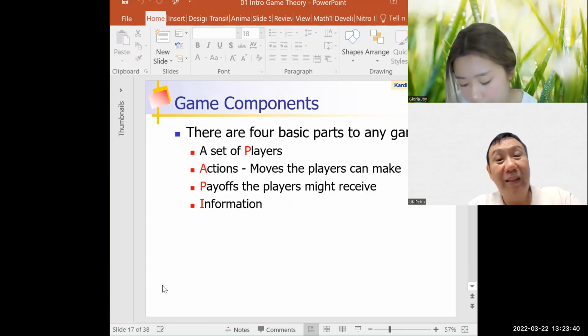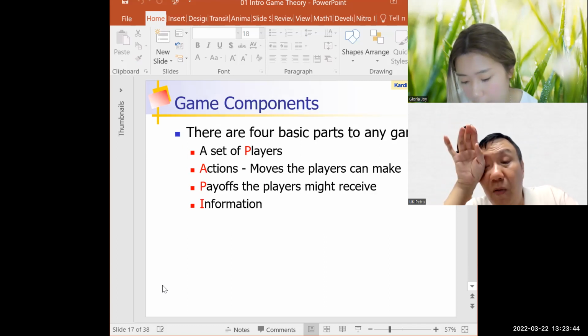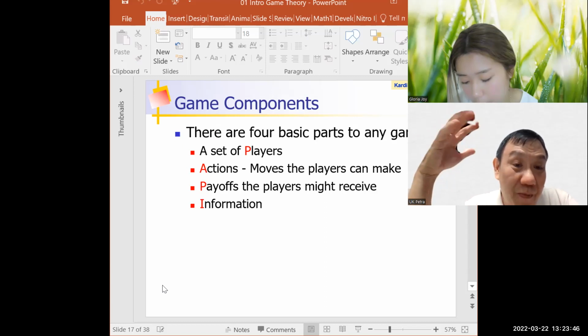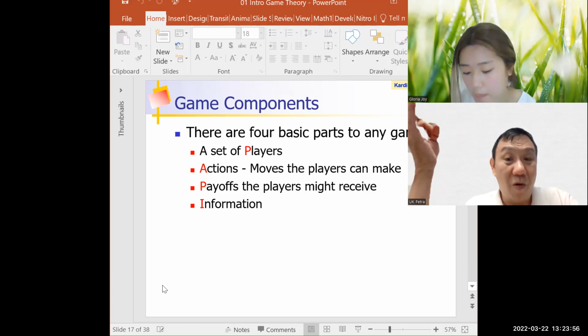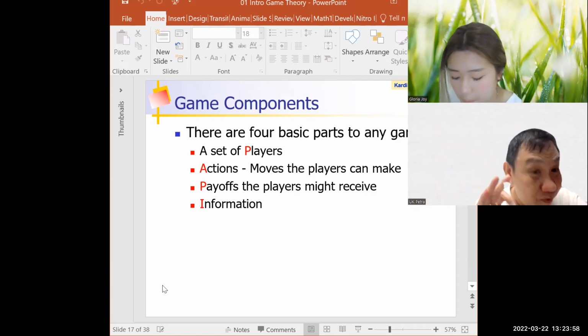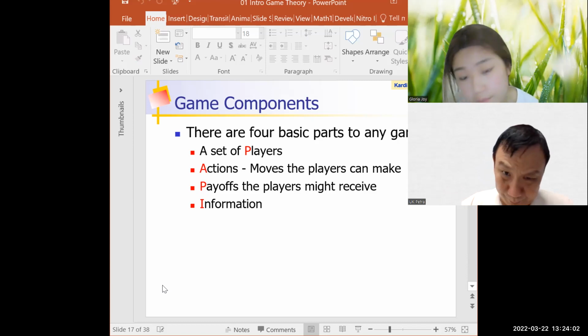Okay, now let's talk about the components. There are 4 components of any game. This is like the framework, okay? In any game, you will have a set of players, and each player will have some action, and there is some payoff, and there is some information. I will discuss a little bit about information later.